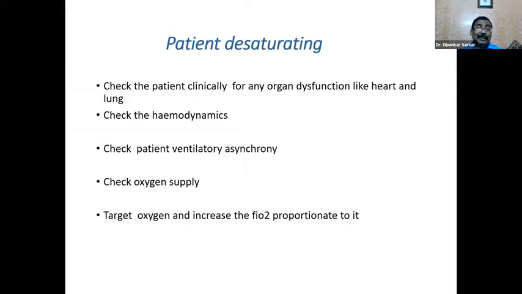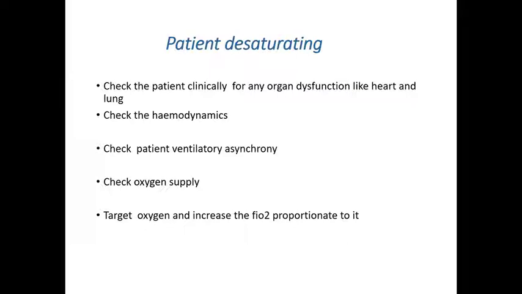Go for the checklist. Whether the patient is in any trouble medically, like heart rate has increased or decreased, there are ectopics coming, the blood pressure may fluctuate, blood pressure may go too high or too low. Whether the patient is coughing and the patient and ventilator are in asynchrony, check the oxygen supply. That is very important, whether oxygen is coming properly or not. And if the oxygen supply is all right, you increase the FiO2 for the time being to fix the problem of desaturation, then you find out the cause and fix it permanently.